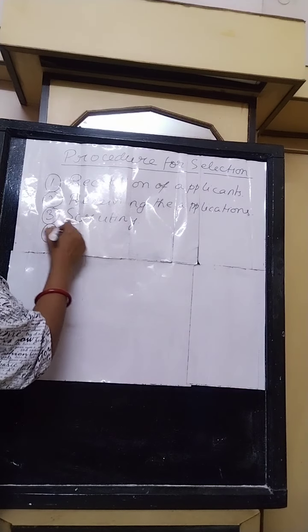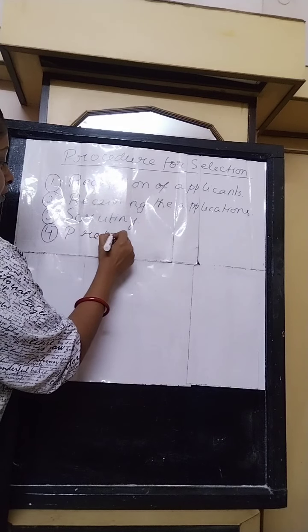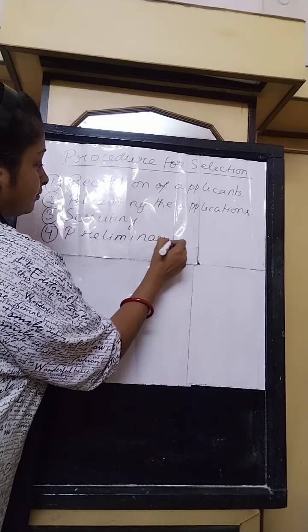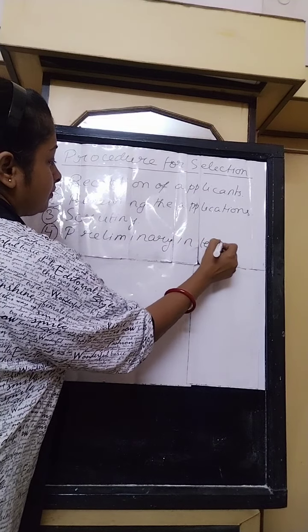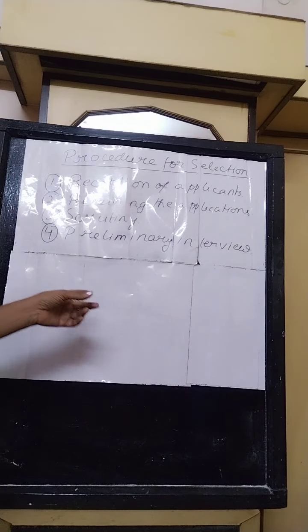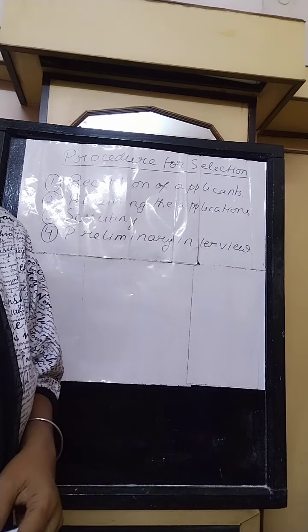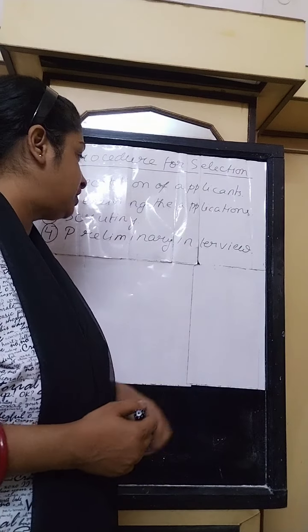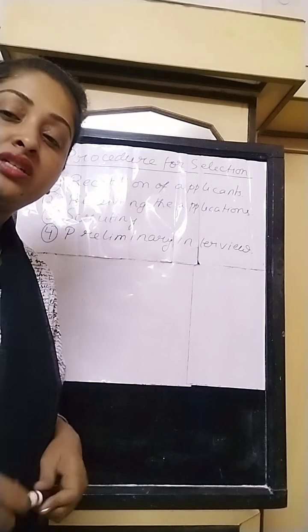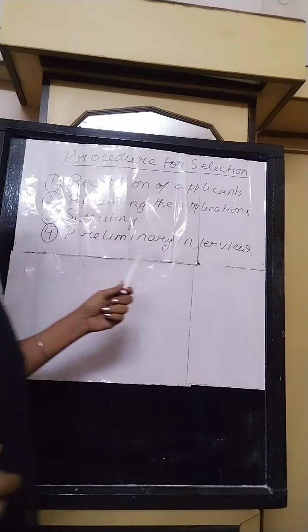Next comes the step, that is, the preliminary interview. This is the primary interview that takes place. The initial screening is done through this preliminary interview in order to eliminate the unsuitable candidates. The personality of the candidate can be evaluated immediately after this preliminary interview. In this process of preliminary interview, screening is done. So this is the fourth step.